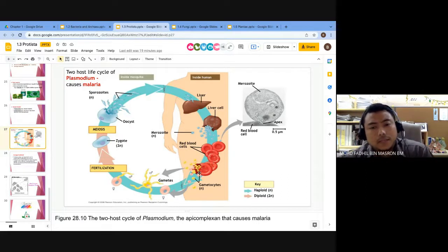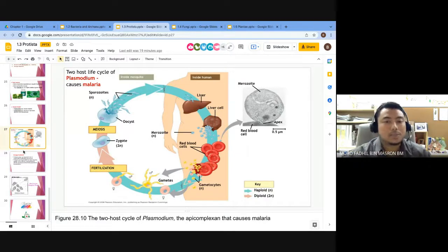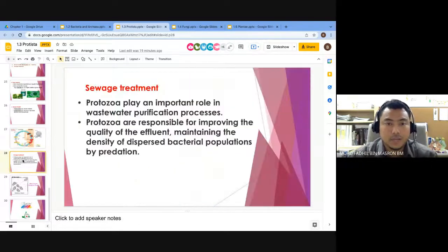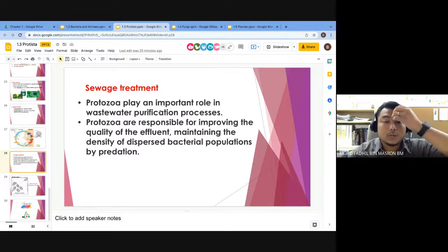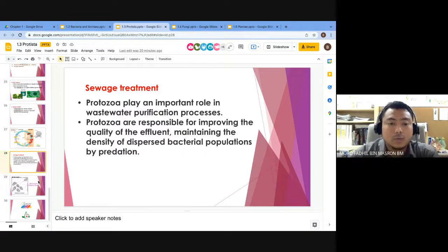So macam mana cara malaria ni merebak? Sebab nyamuk tu gigit manusia yang ada malaria ni. So kemudian dia gigit manusia yang lain pula, dia akan sebarkan plasmodium itu tadi. Okay, so untuk sewage treatment, protozoa ni play important role dalam wastewater purification process, maknanya pembersihan sewage water. So dia penting untuk rawat air sisa kumbahan.